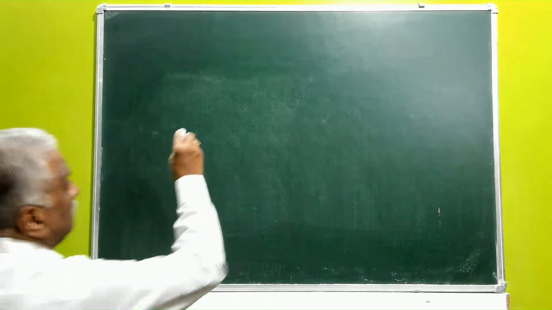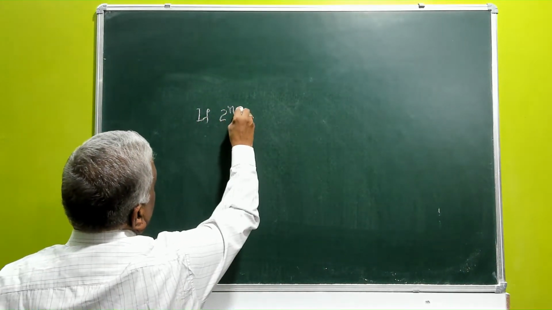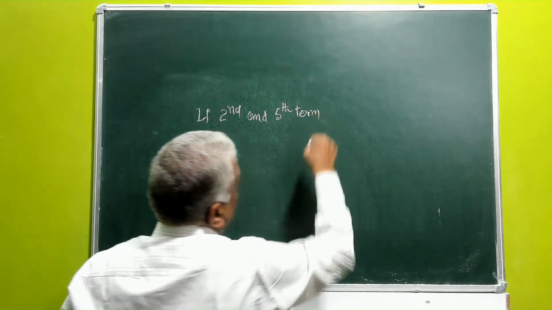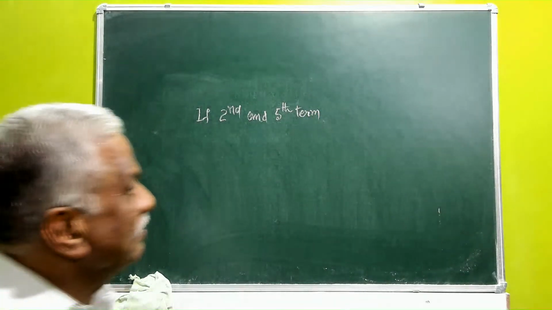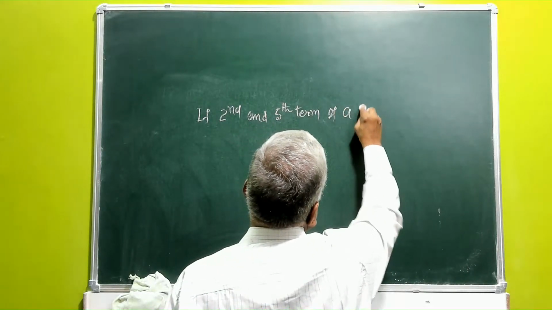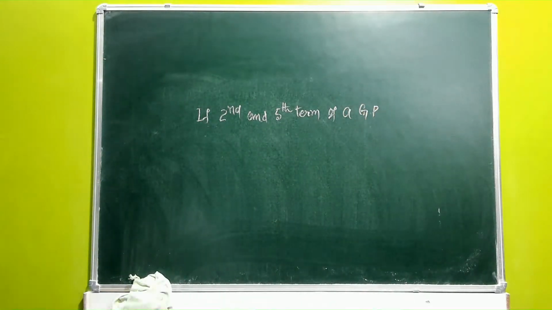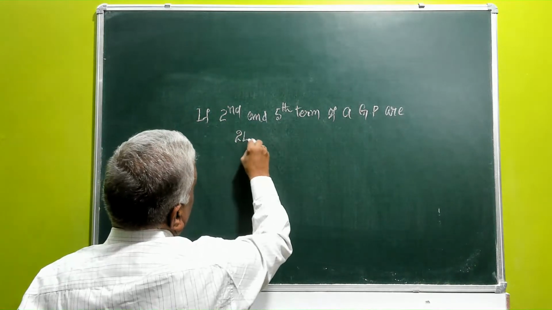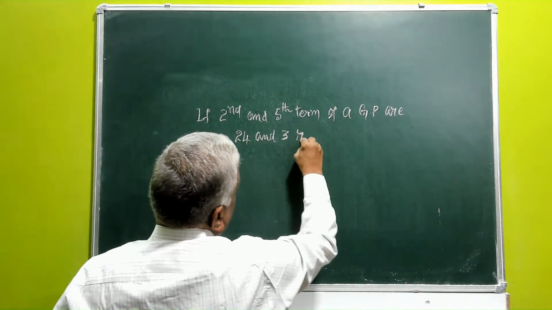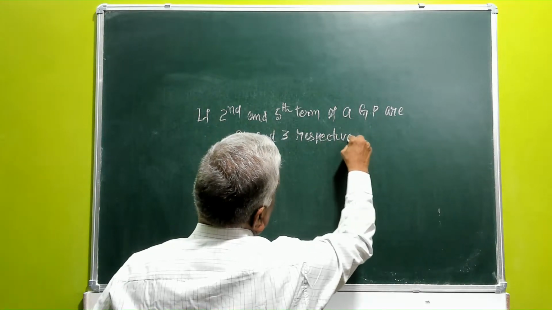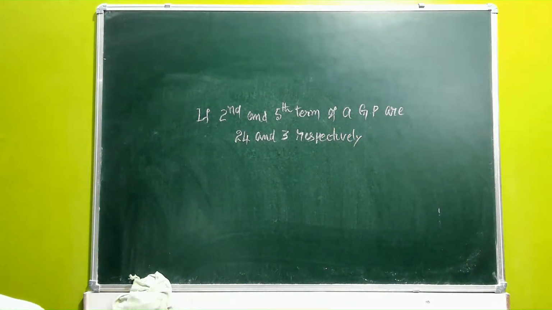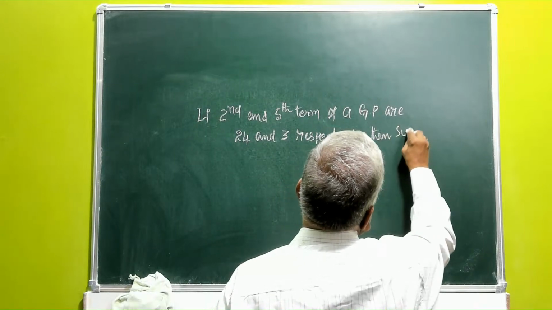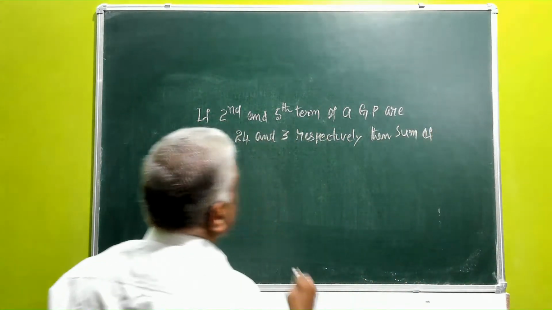If the second and fifth terms of a GP are 24 and 3 respectively, then find the sum of the first 6 terms.